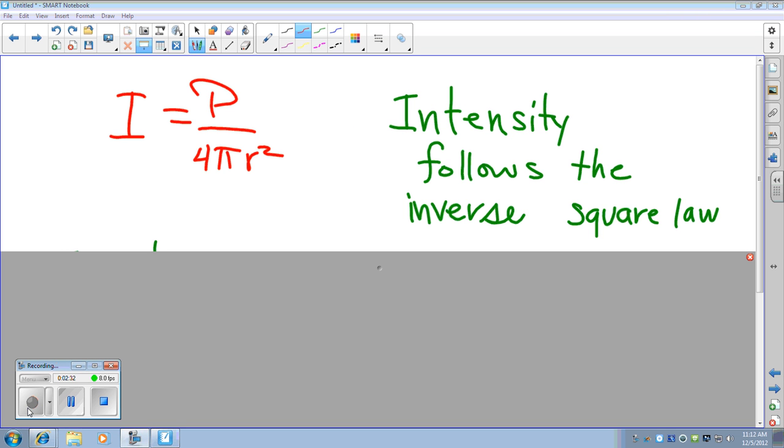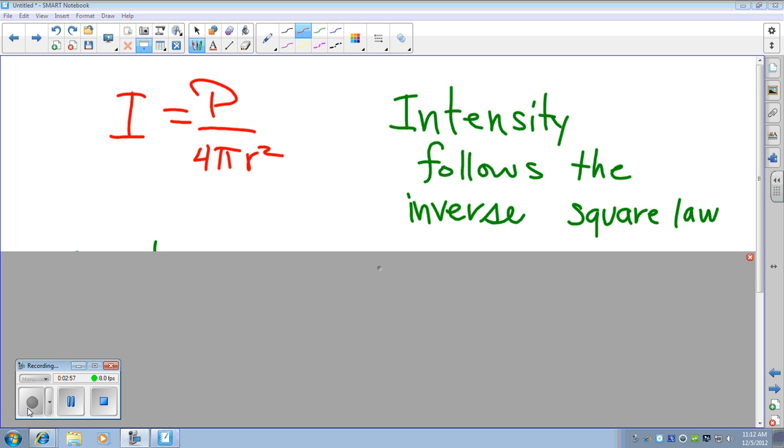So let's think more about the intensity. The intensity follows the inverse square law. The inverse square law, simply put, is this concept of increasing and decreasing the radius between the point source, the source of the wave, and the object receiving the wave. As you increase that radius, you'll see a decrease in our intensity. And as you decrease the radius, you'll see an increase in our intensity.